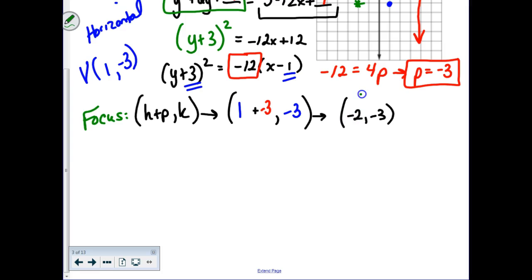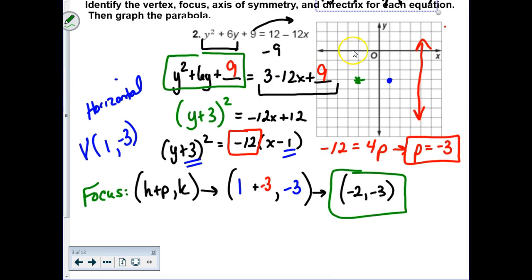Now, remember, we already graphed the focus point. So let's do a little confirmation, make sure I didn't do anything weird. Did I put that little green star at negative 2, negative 3? Awesome. All right, we're on the right track.